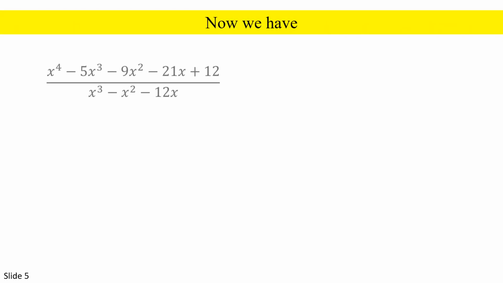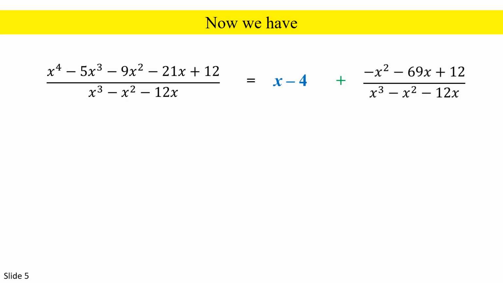After the long division, we have the quotient, which is x minus 4, plus the remainder over the divisor. That's negative x squared minus 69x plus 12 over x cubed minus x squared minus 12x. Let me throw in the integration symbols, just as a refresher, so we can see why we're doing this. Integrating the x minus 4 is a piece of cake, but now we get that complex fraction at the end.